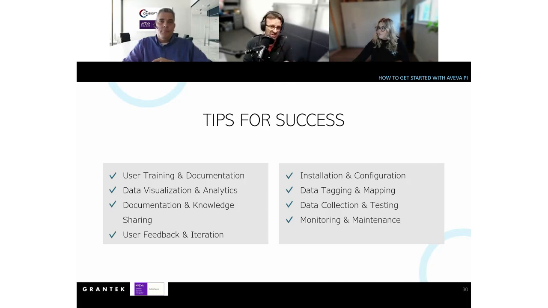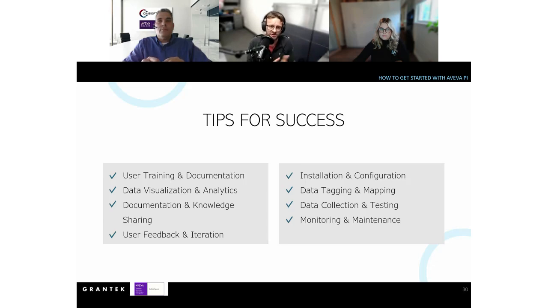Into the documentation, into the knowledge sharing, into the data vision analytics, using that feedback and using an iterative process to improve upon the system, add to it, and update it and make changes to it to make sure that it doesn't stagnate and become something that no one uses because it doesn't have what we need.